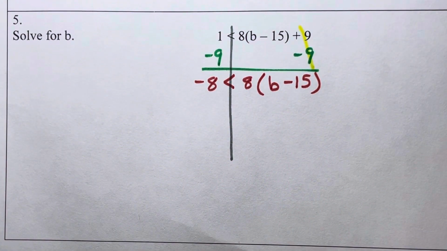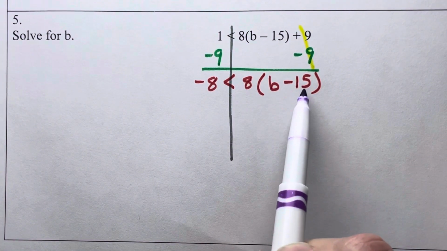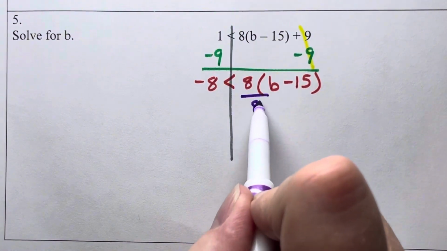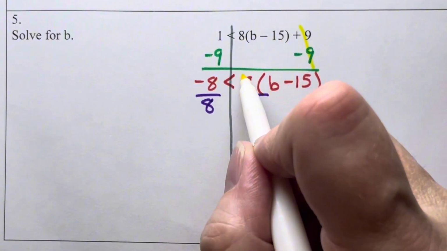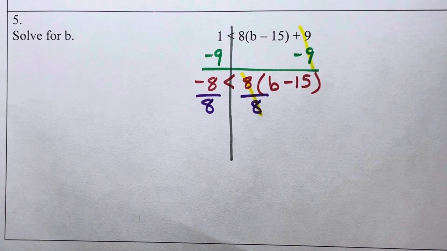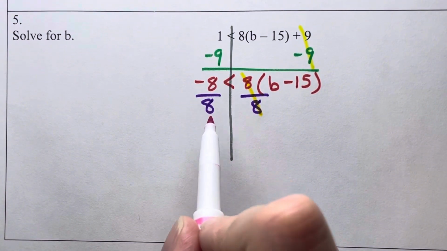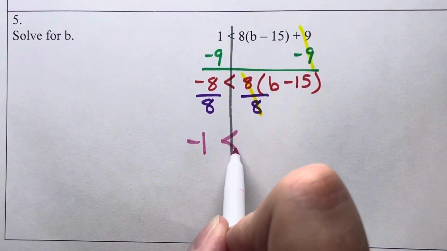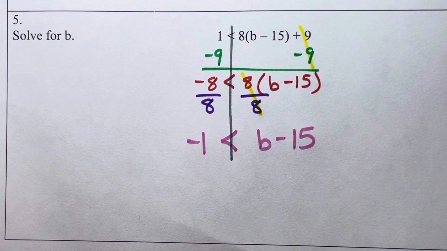All right. Now we can get rid of the 8 that is in front of the parentheses. And things that are multiplying, you get rid of by dividing on both sides of the river. And we did that to get rid of our 8s on the right. As a result, we now have negative 8 divided by positive 8, which is negative 1, less than b minus 15.